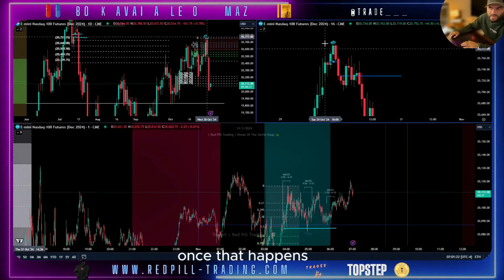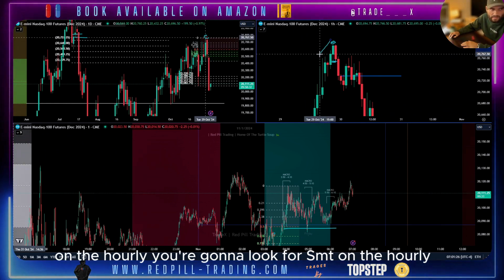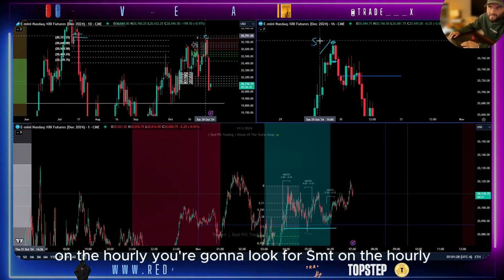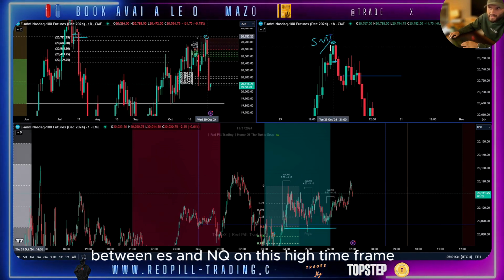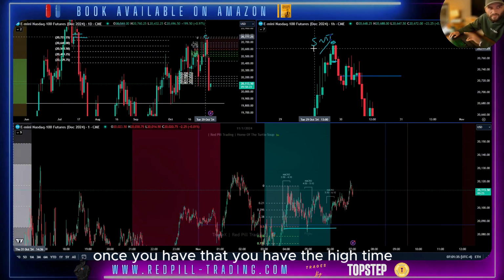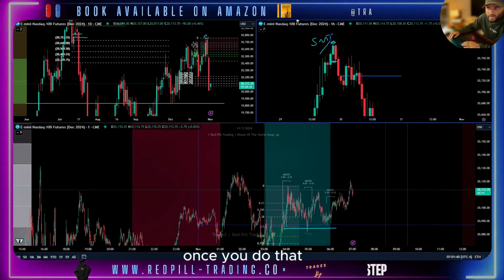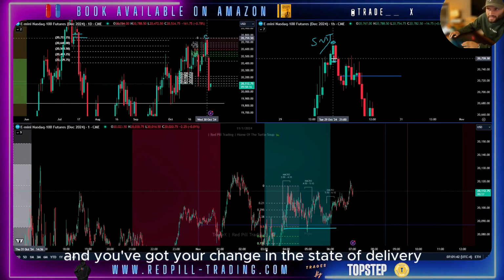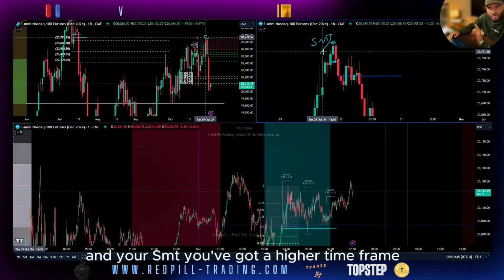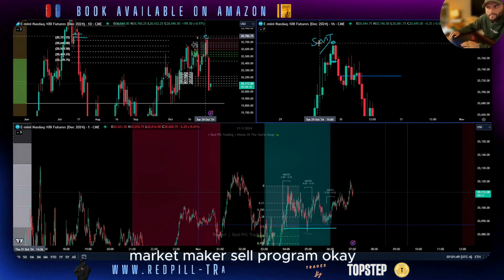Once that happens, you're going to look for SMT on the higher time frame on the hourly. You're going to look for SMT on the hourly between ES and NQ on this higher time frame. Once you have that, you have the higher time frame confluence that you're looking for. Once you've got your change in the state of delivery and your SMT, you've got a higher time frame market maker sell program.